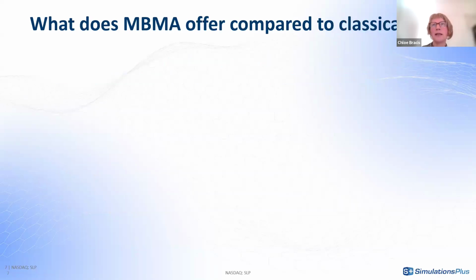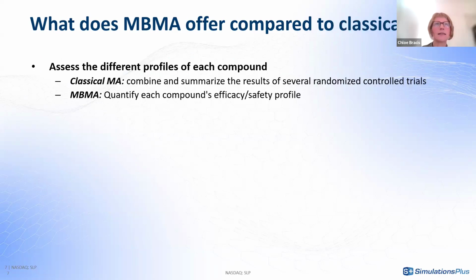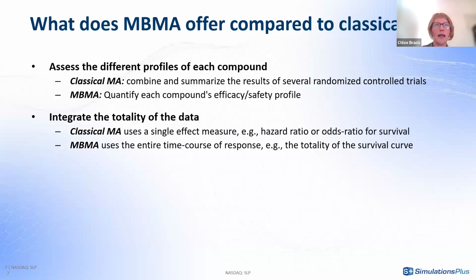So comparing an MBMA to more classical meta-analysis, in a classical meta-analysis, often we're summarizing a single endpoint over several randomized controlled trials, whereas with an MBMA, we can really look at the entire profile. So we can say, look at efficacy, not just at a single endpoint, but also time to effect and duration of effect. And the totality of the data is really this advantage.